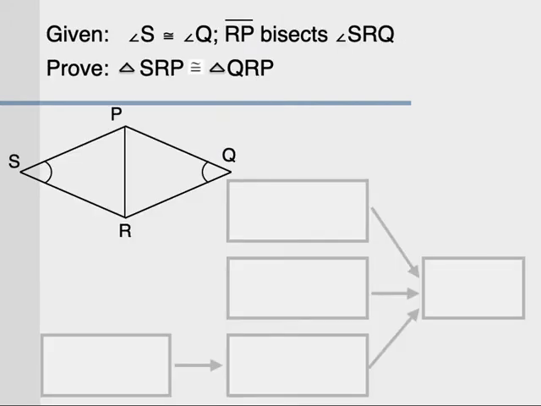Let's take a look at the next proof. In the given, we have one congruency fact given to us for free, that angle S is congruent to angle Q. Mark that on the diagram if it's not already there. The second half of the given, though, isn't an equation about equal sides or angles yet, so that's going to kind of go in a before box. We'll use it to make an equation later.